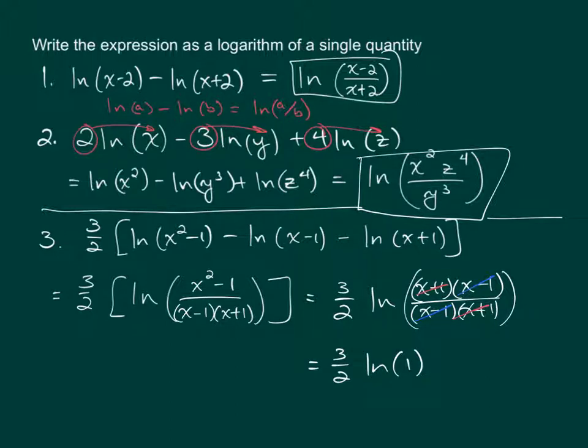But there's this property that states the natural log of 1 is 0. So that means this entire expression just ended up equaling 0. And if you think about it, this is just a very weird way to represent 0. So I'm glad we were able to simplify it down into our final answer.